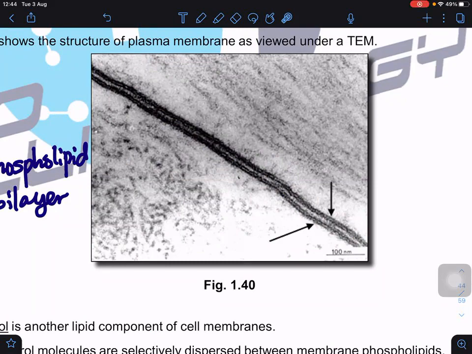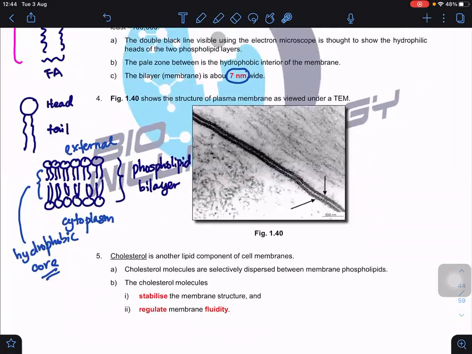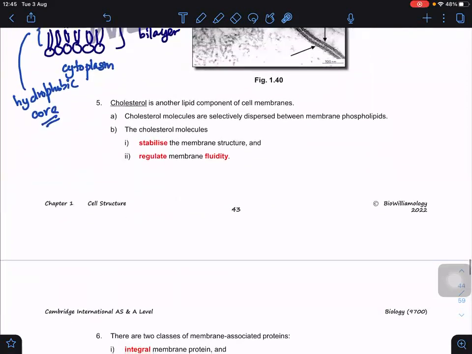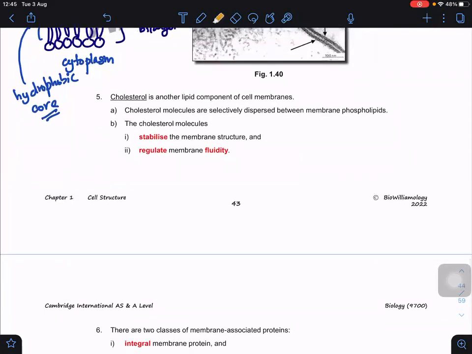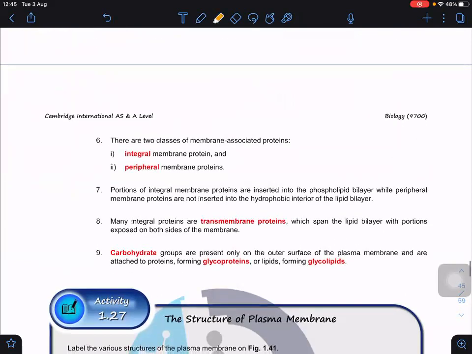Are you clear? Okay. Then what are the other components of the membrane? At this moment you do not need to know their roles. Basically, cholesterol. Then we have the membrane protein.